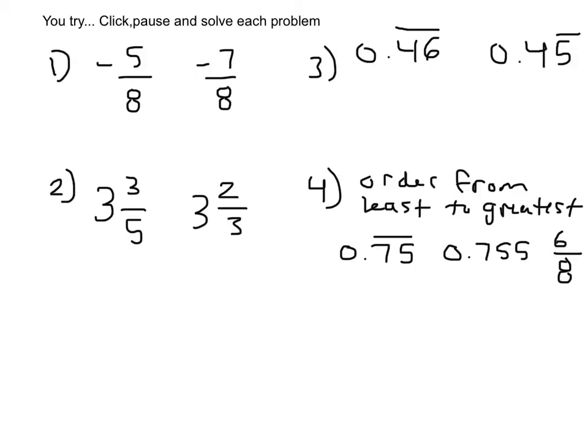For number 4, order the numbers from least to greatest. Find which one's the smallest and put it on the left, and put them in order from the smallest one to the largest one. Good luck.